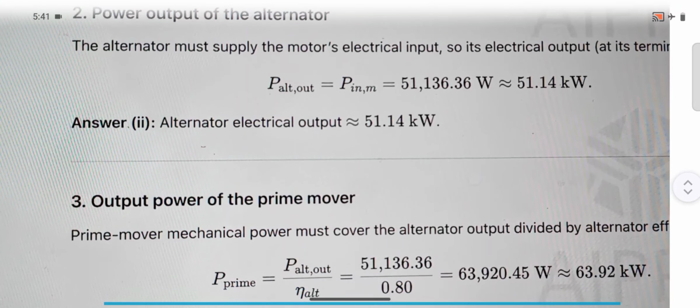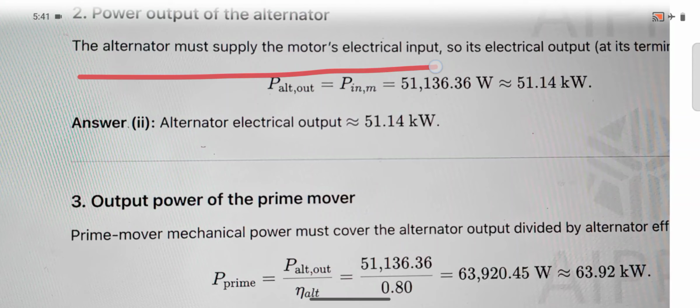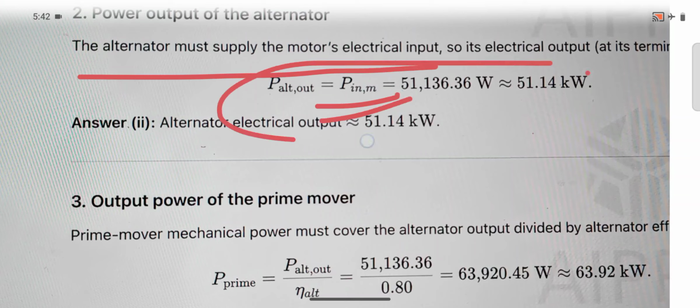Now the power output of the alternator. This is simple. The alternator must supply the motor's electrical input, so electrical output is equal to, sorry, power input. So this is equal to the power input we already calculated.